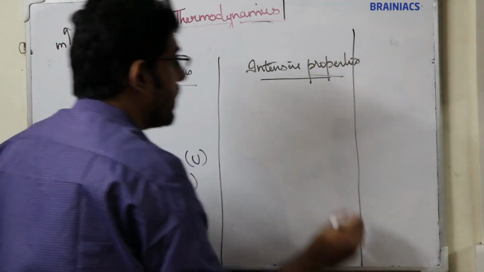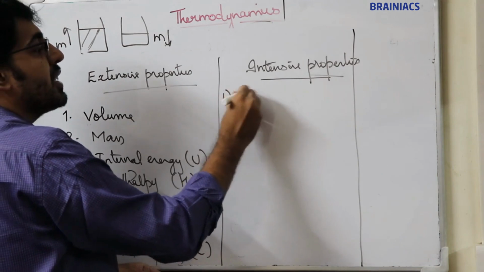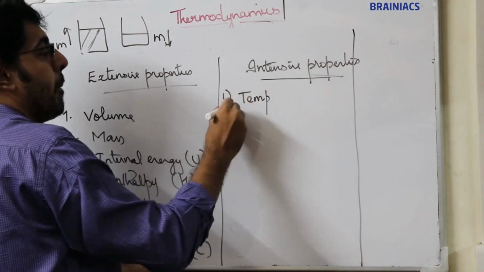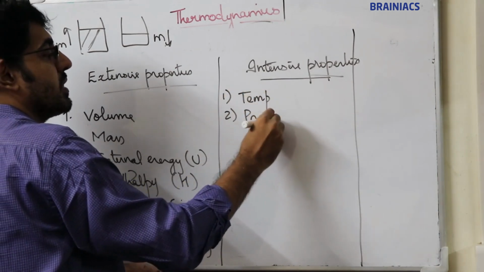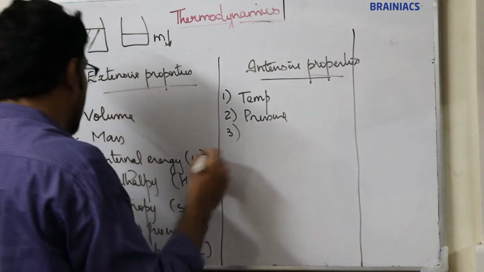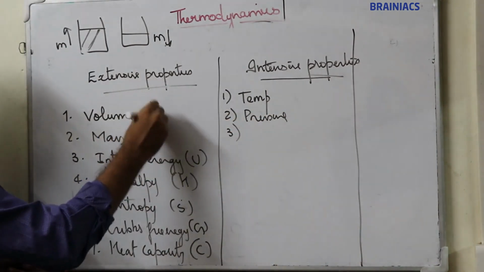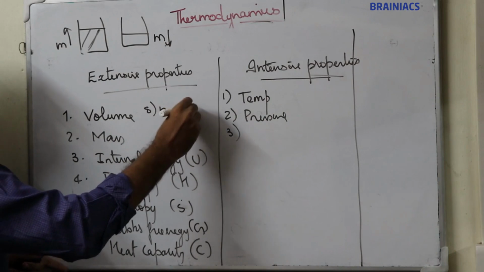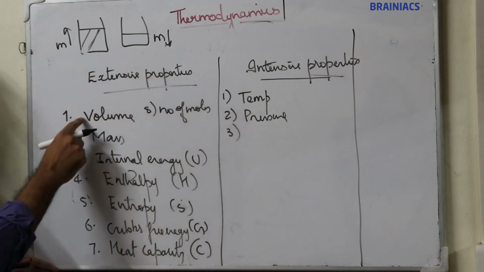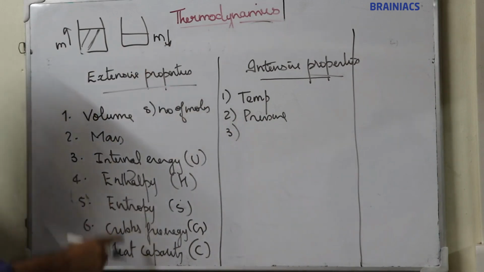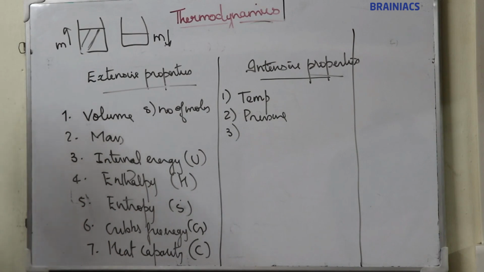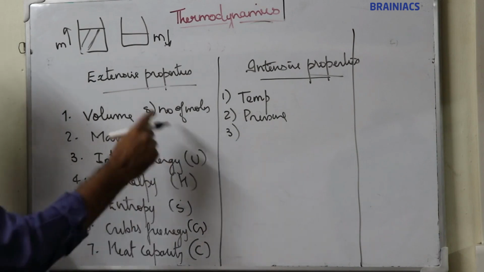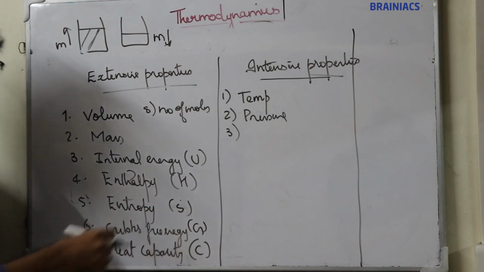Now intensive property. Example, temperature. Pressure. Okay, here I have to write one more example for extensive: number of moles. These are the examples for extensive: volume, mass, and all the thermodynamic functions like internal energy, enthalpy, entropy, Gibbs free energy, heat capacity, number of moles.